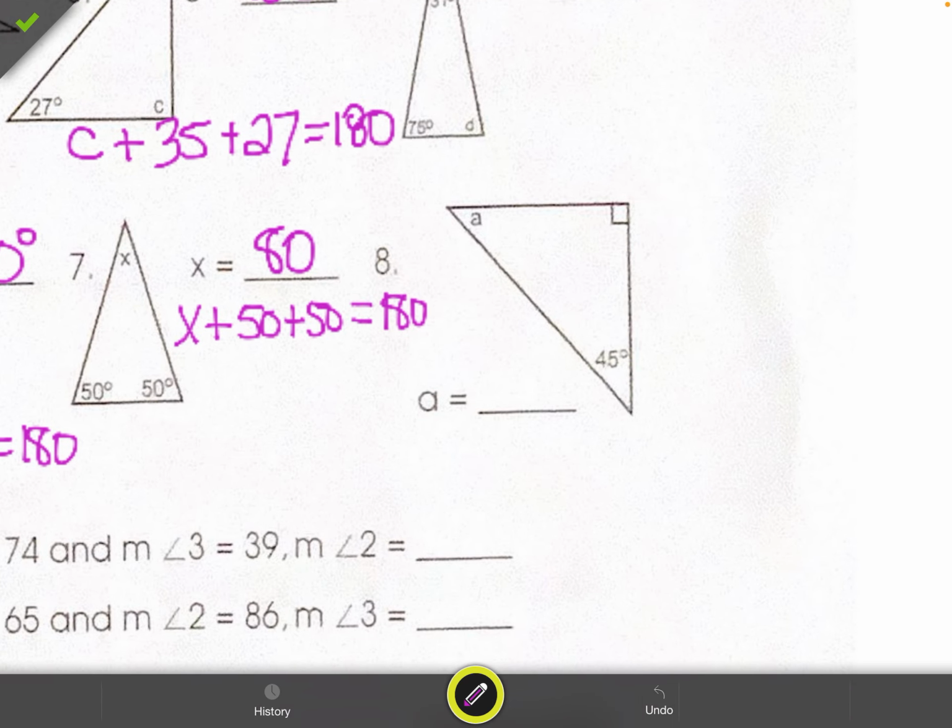All right, number 8. Now, just to show you that you don't have to start with your variable, let's say you want to start with the 45. And then you go to the A. So first angle plus second angle plus, again, do not ignore the box. You do have to put a number in for that. We know it's 90. They have to add up to 180. So you can type it in like that. You don't have to start with the variable.